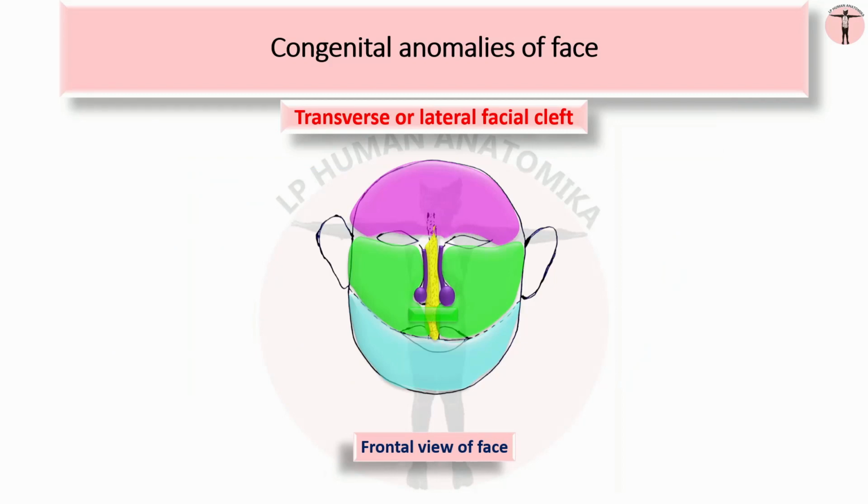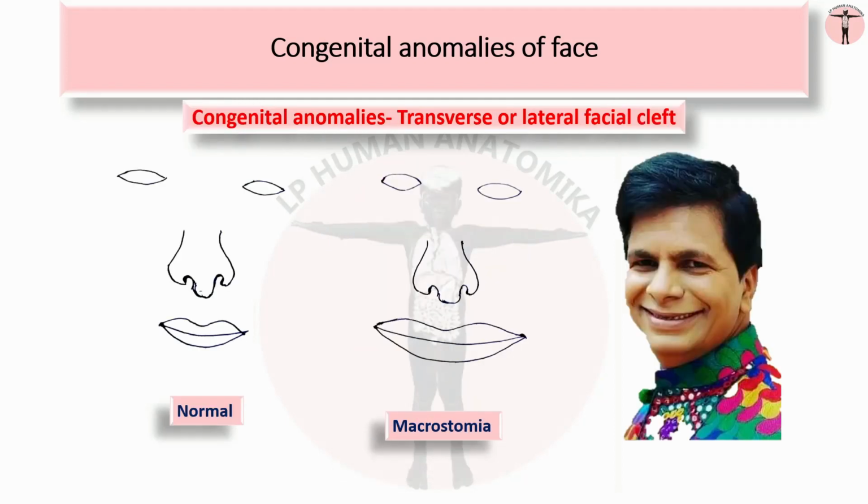Lateral or transverse facial clefts are placed horizontally and run from the lateral angle of mouth towards the ear. This is produced when the maxillary and the mandibular processes or prominences fail to fuse normally. So the size of the mouth depends on how much fusion has taken place between the maxillary and mandibular processes.